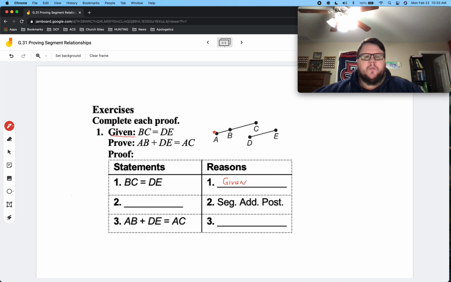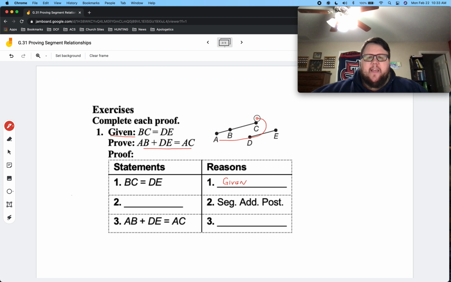Given. So we're trying to prove AB plus DE equals AC. So they put that down there already because that's our final step. So if BC equals DE, first thing we need to know is that AB plus BC equals AC.